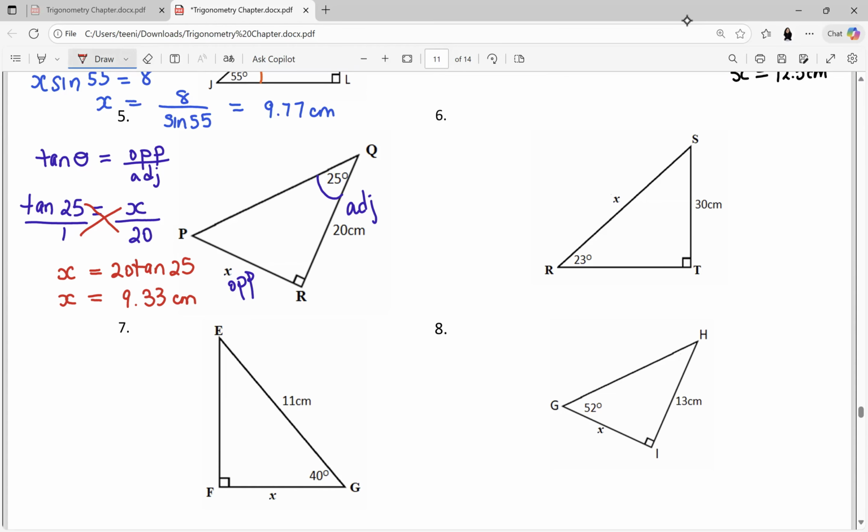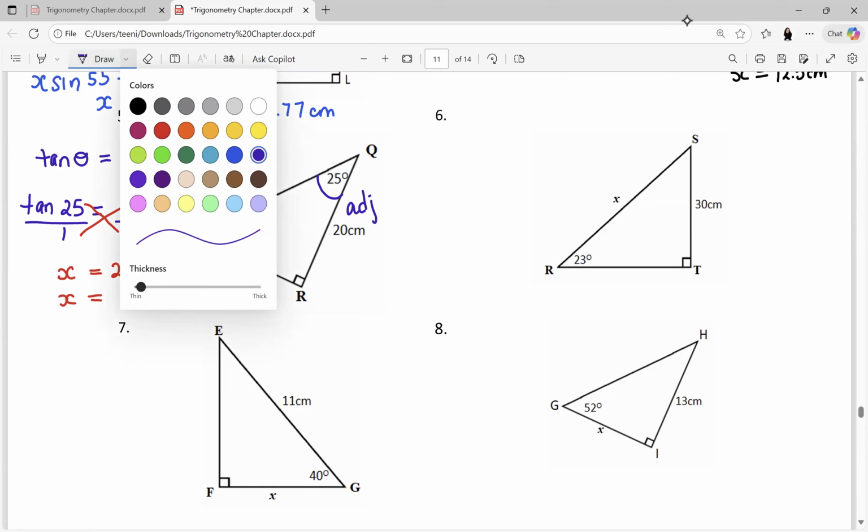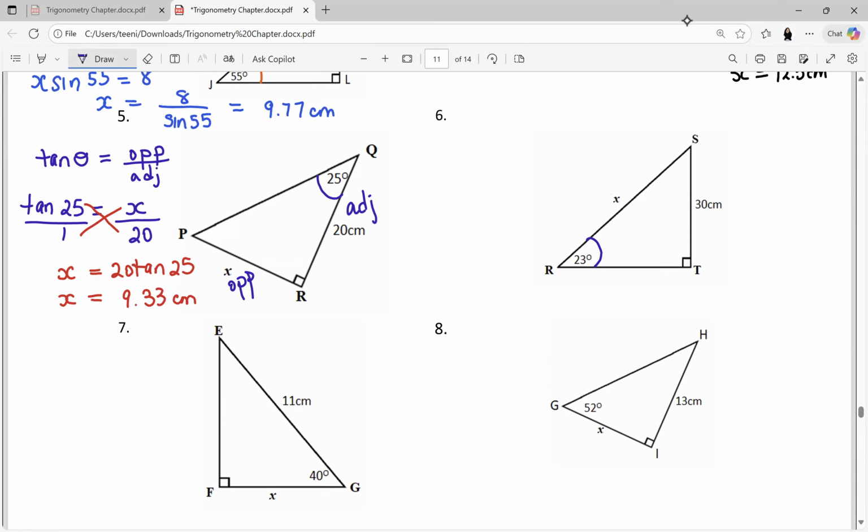9.33. All right. Next one, number 6. Our angle of reference here is 23 degrees. The side opposite that is 30 centimeters. That's your opposite side. And then the side marked X is your hypotenuse. So the ratio that uses opposites and hypotenuse is sine.